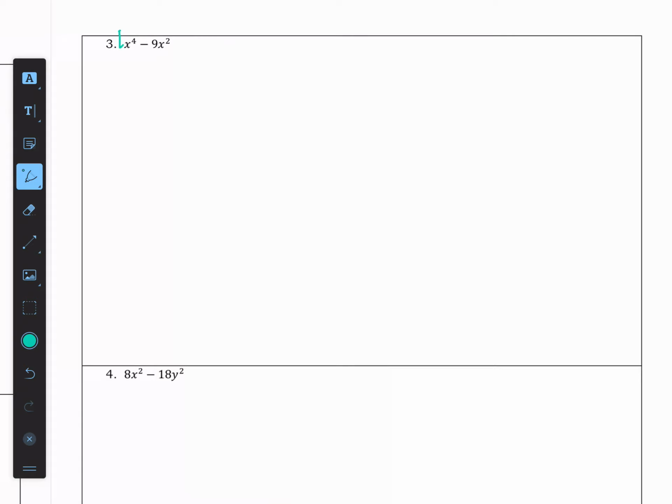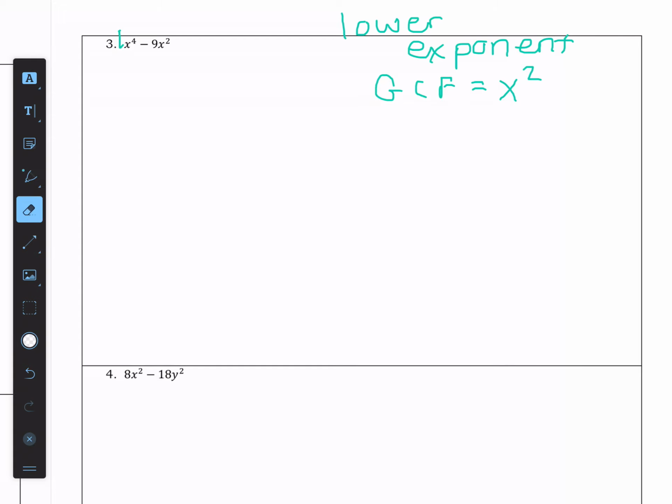So if you remember from last week, when we are taking the GCF when it comes to variables, we always take the lower exponent. Okay, so our GCF then in this case is going to be x squared. So I'm going to go back to my original problem and divide each of my pieces by x squared.